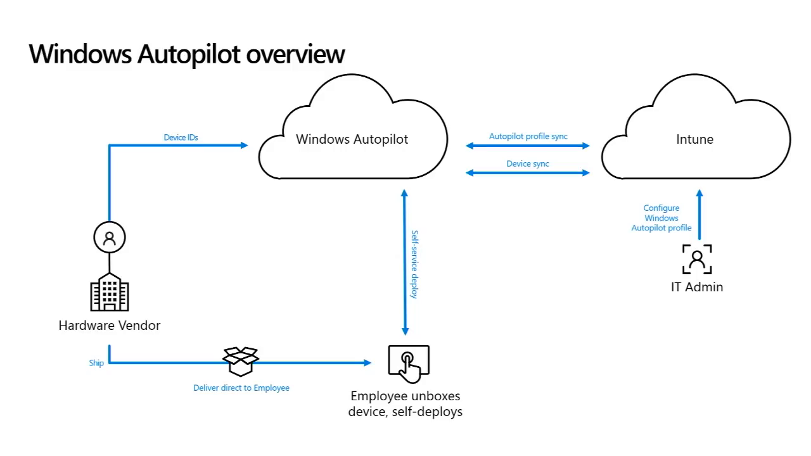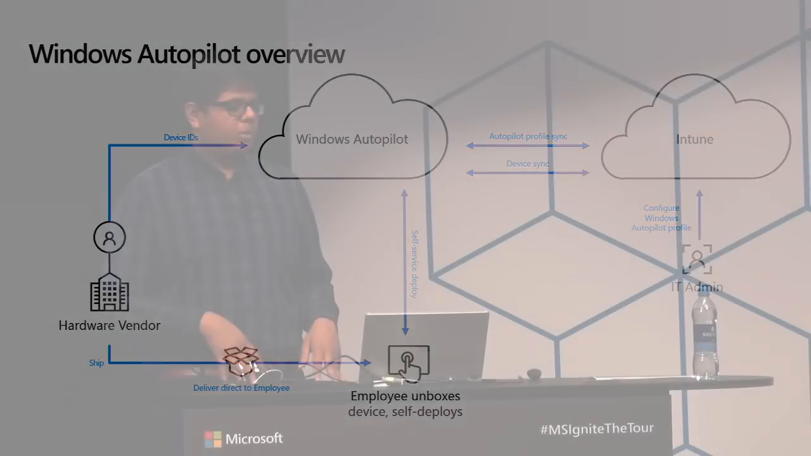The employee unboxes the device, and every device since 1703, as it's going through the out-of-box experience, as soon as it connects to the internet, talks to the Windows Autopilot service. And so the Windows Autopilot service will go ahead and guide that device down a streamlined Autopilot flow so that the end user has a seamless experience.